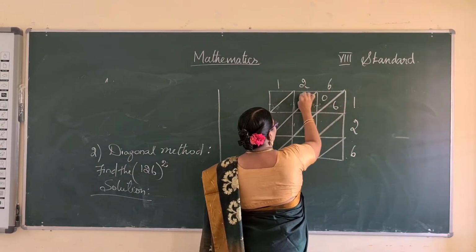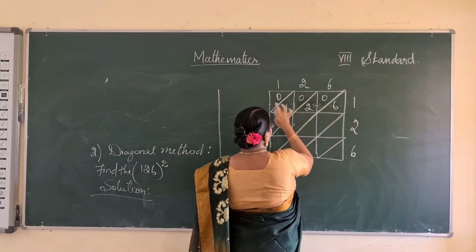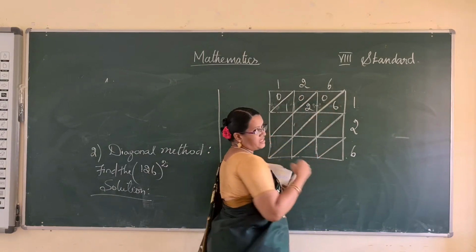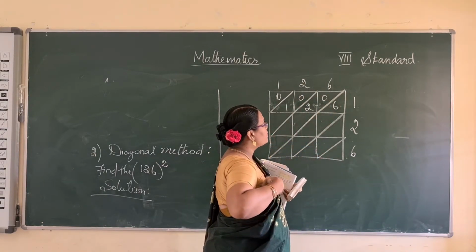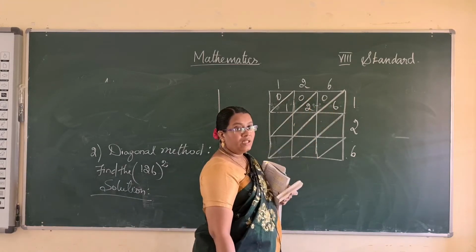Okay. Now multiply. 1 6s are 6. And then 1 2s are 2. 1 1s are 1. Why do you put a 0 in this place? Tens places are zeros. Here only ones places are there. So in the tens places we put the 0.